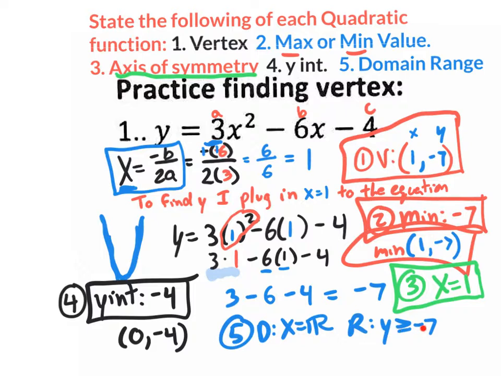So that's y is greater than or equal to negative 7. And that's about it, guys. We stated so much about a parabola without even looking at a parabola, just using algebra. So I did one example. I want you guys to do the rest.